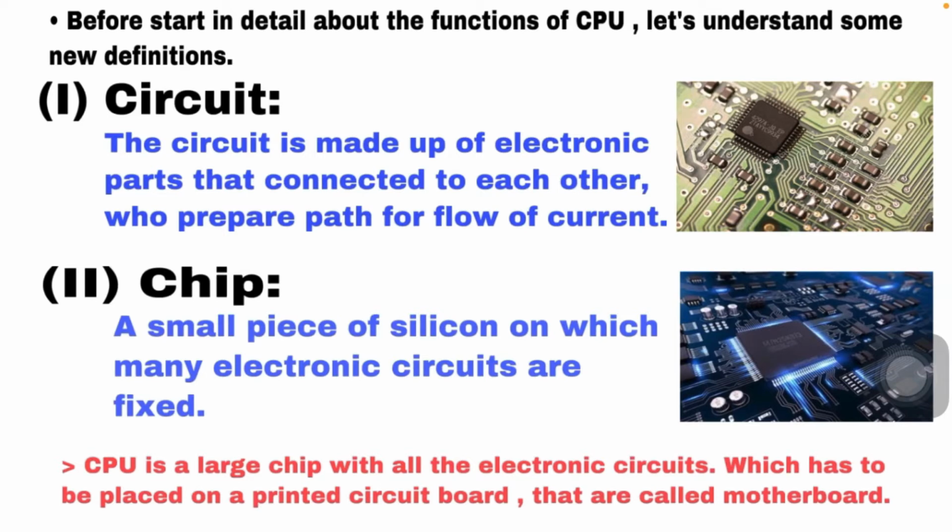Okay. So the CPU is a large chip with all the electronic circuits, which has to be placed on a printed circuit board that is called the motherboard. So the circuits, chips, video card, audio card, all the cards, chips and circuits are mainly present in a motherboard. So the motherboard is the main processing part in a CPU.